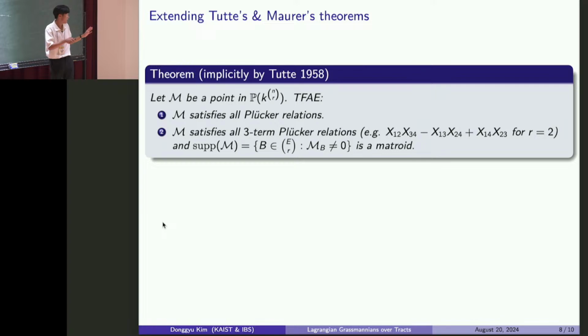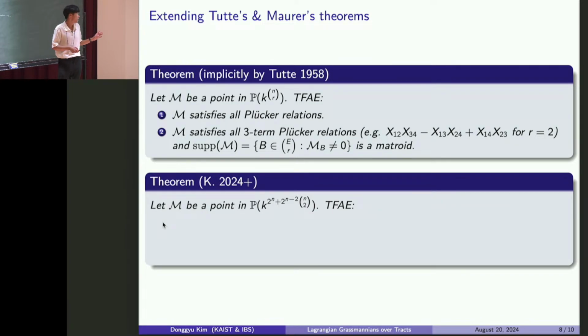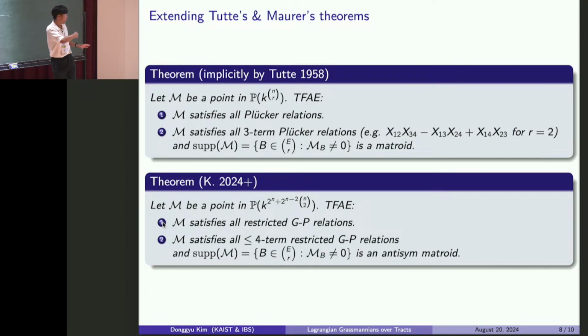And we can also observe a similar result for the antisymmetric matroid. If you consider a point, it satisfies all restricted Grassmann-Plöcker relations if and only if it satisfies at most four-term restricted Grassmann-Plöcker relations, which are the easiest ones. And also, if we assume that the support forms the basis of the antisymmetric matroid, then you can inductively recover all restricted Grassmann-Plöcker relations.